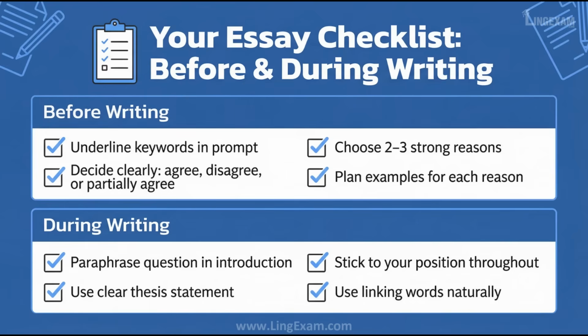Let me give you a checklist that you can use when writing your opinion essays. Before you start writing, make sure you underline the keywords in the prompt so you understand exactly what's being asked. Decide clearly whether you agree, disagree, or partially agree. Choose 2 or 3 strong reasons that support your position. Plan what examples you'll use for each reason.